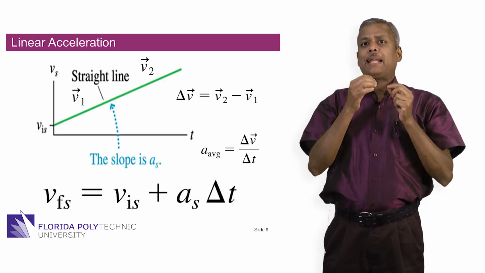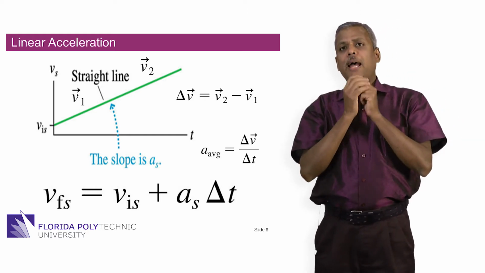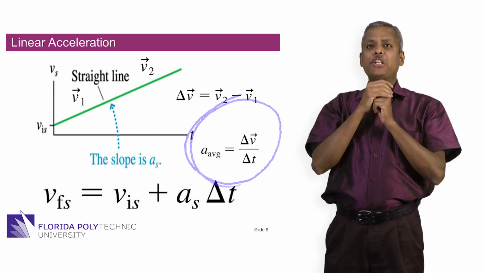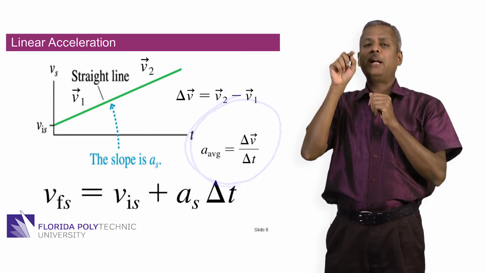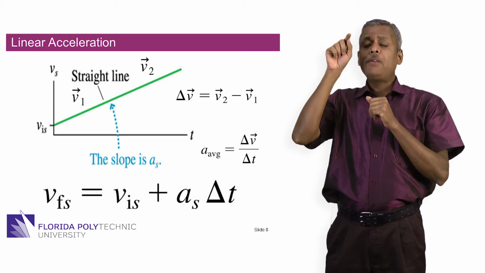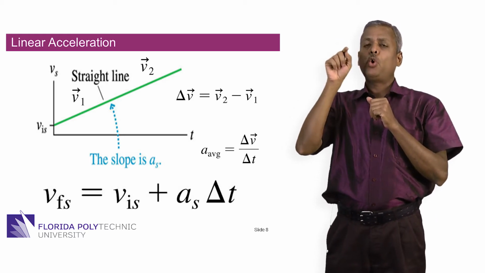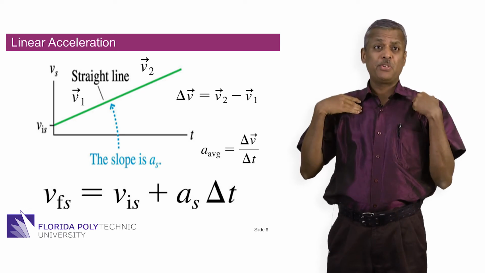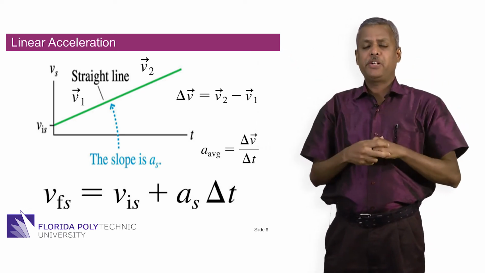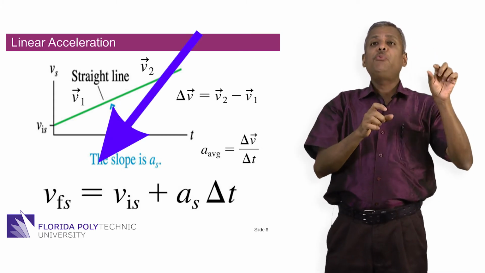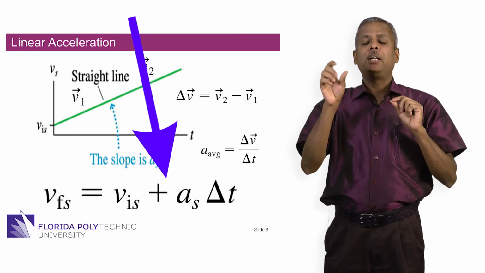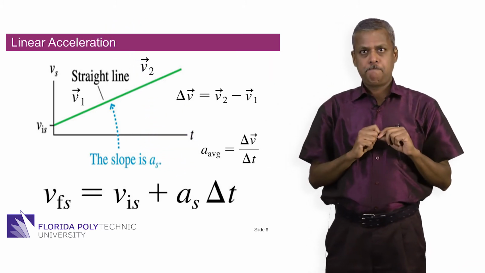So from this plot, I can get a value that is A. Acceleration is delta V divided by delta T, or A is V final minus V initial over delta T. As a physicist or an engineer, I want everything in a linearized fashion so that I can write V final is equal to V initial plus A delta T.